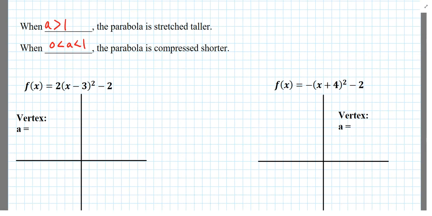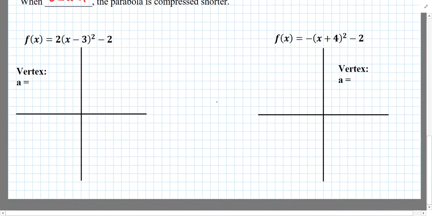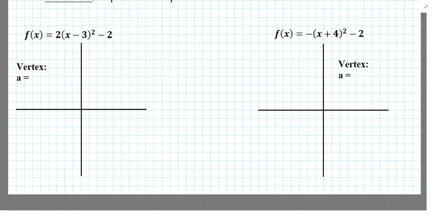If the a value were to equal 1, we would have a parabola the same shape and size of the parent graph, and if the a value were equal to 0, we would not have a parabola at all, but rather a linear equation.